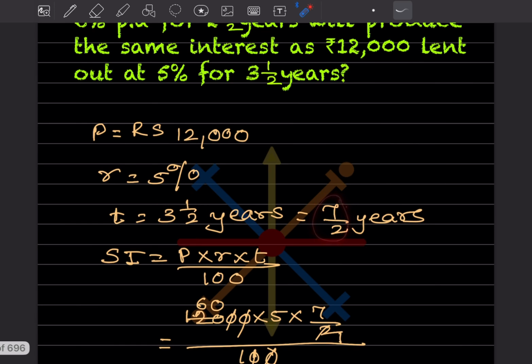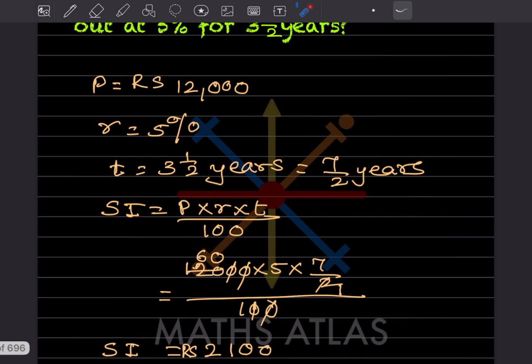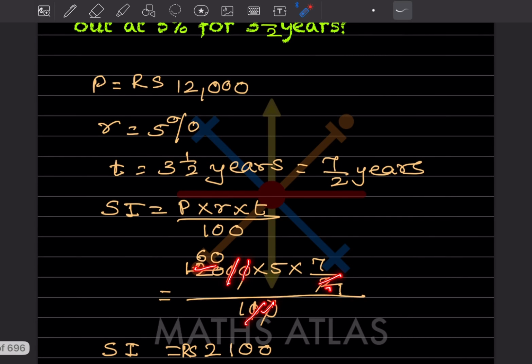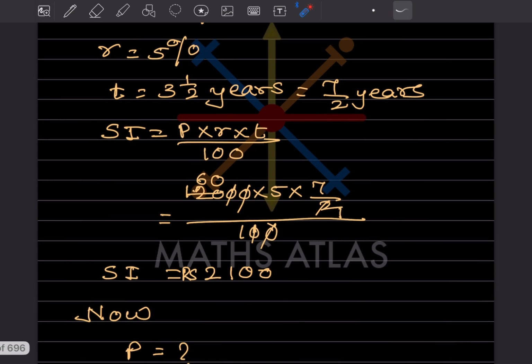This is for the easy calculation. So the simple interest, again we are going to use the same formula. So here will be 12,005, and this is 7 by 2 divided by 100. So this gets cancelled out. So after simplifying this one, we get that is going to be 2100.